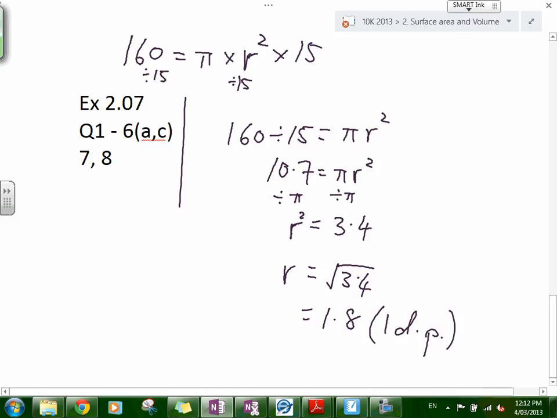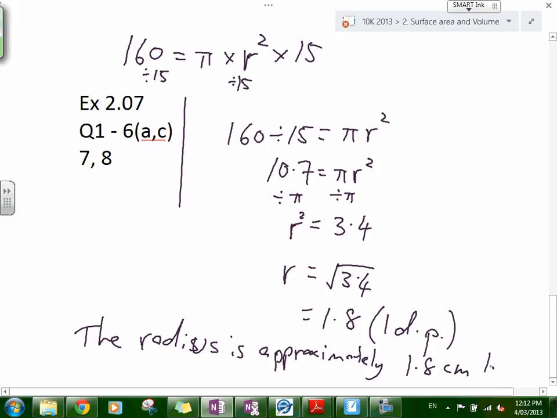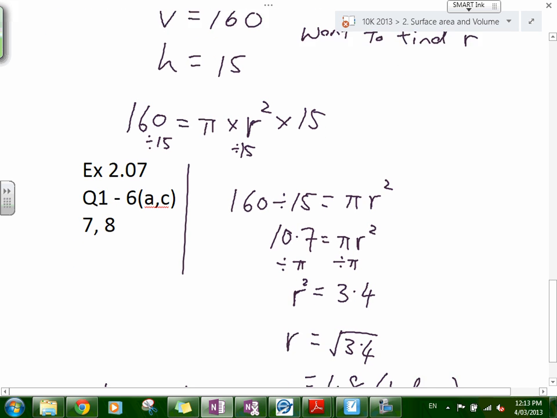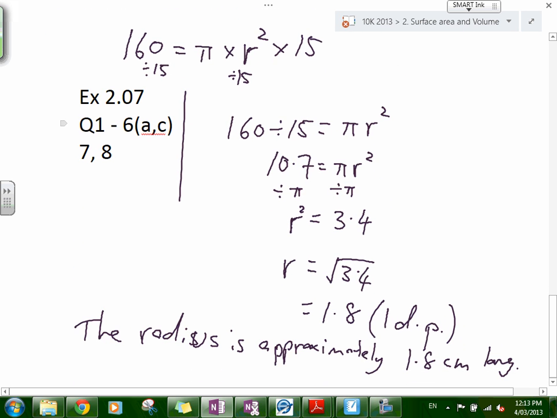Okay, so we can answer the question. The radius is approximately 1.8 centimeters long. Okay, so that's the length of the radius. It's approximately 1.8. So again, it's about recognizing what information you have, and then substituting that into the formula, and then rearranging using some equation techniques that we've learned before to find out what the radius is.